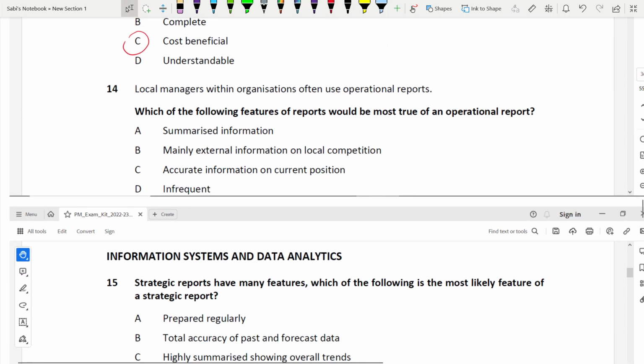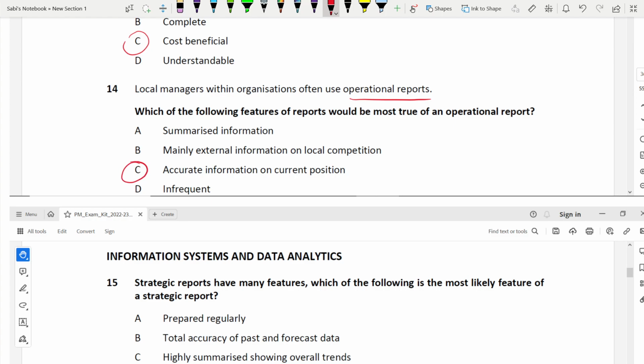14. Local managers within an organization use an operational report. I'm sure you know what an operational report is. There are different types of report: strategic report, operational report, tactical report. You should know all this, and the features of each report. So what is the feature of this report? A. Summarized information. B. Mainly external information on local competition. C. Accurate information on current position. D. Infrequent. The correct answer is C.